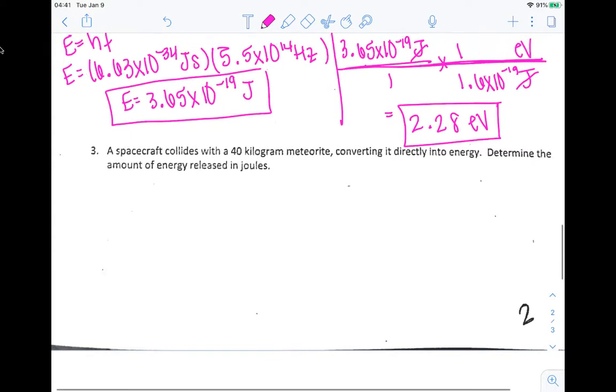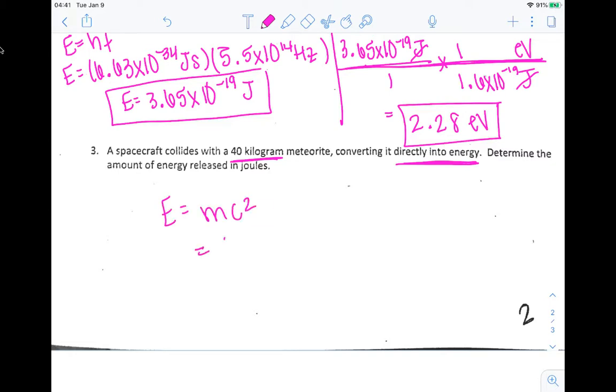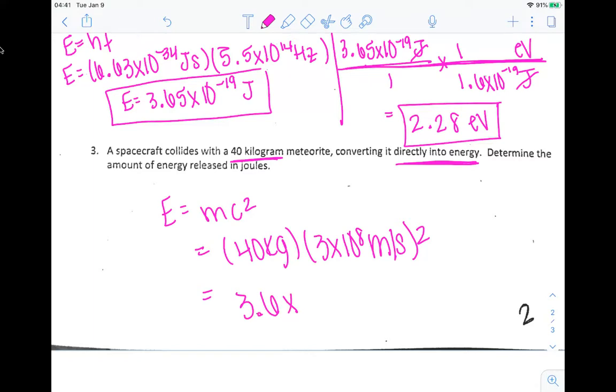Lastly, number 3, a spacecraft collides with a 40-kilogram meteorite. So they're telling us that we have 40 kilograms, converting directly into energy. You're going directly from mass straight into energy. Determine the amount of energy released in joules. Well, if you're going from mass right into energy, that is E equals mc squared. E is your energy. Mass is 40 kilograms, multiplied by 3 times 10 to the 8 meters per second, squared. Solving this, hopefully you ended up with 3.6 times 10 to the 18 joules.